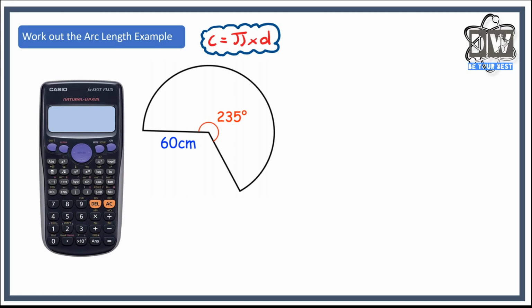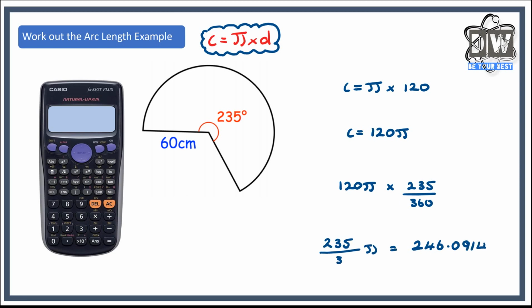All right, everyone, let's go for it now. We've got circumference equals pi multiplied by 120. It's 120 because it's double the radius. We're going to take our 120 pi and we're going to multiply it by 235 over 360. You'll see that the numbers change, but the process stays the same. And we end up with 235 over 3 pi, which gives us 246.0914, and so forth.